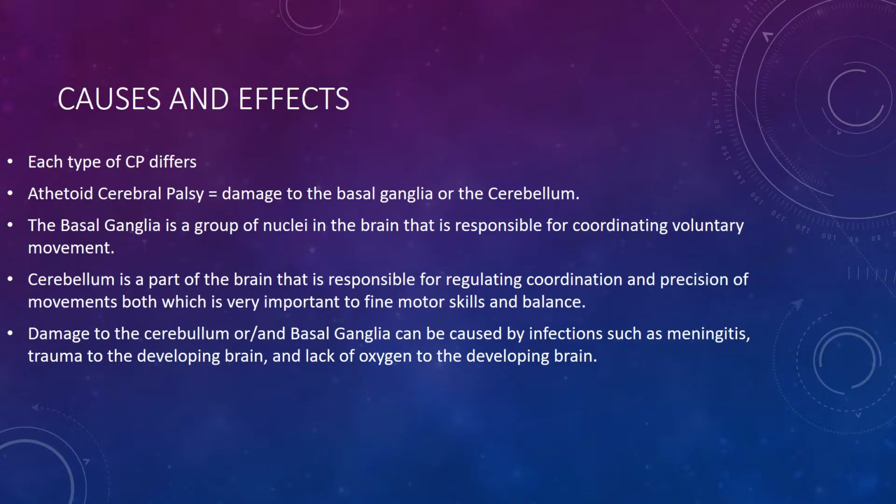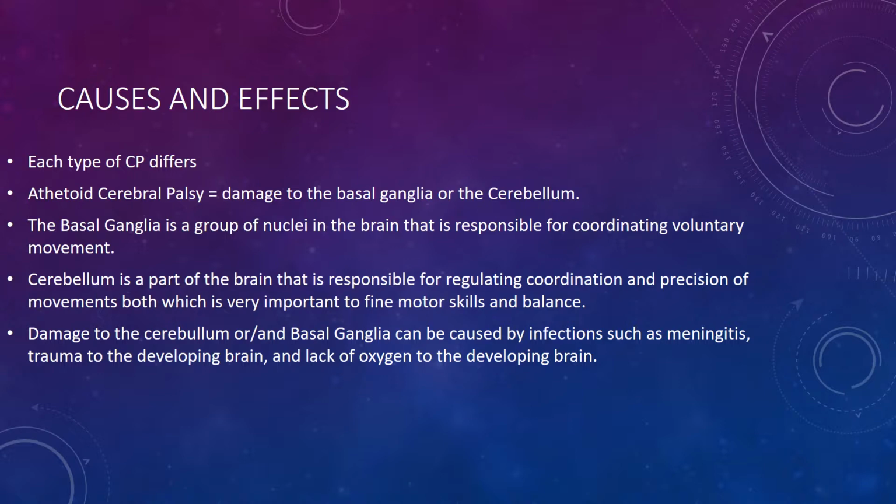There are many causes and effects of cerebral palsy. This is based upon what part of the brain is damaged. Dyskinetic cerebral palsy is caused by damage to the basal ganglia or the cerebellum. The basal ganglia is a group of nuclei in the brain that is responsible for coordinating voluntary movements. This also has to do with thinking and learning of the individual. Damage to it affects the motor function development and causes involuntary movement.